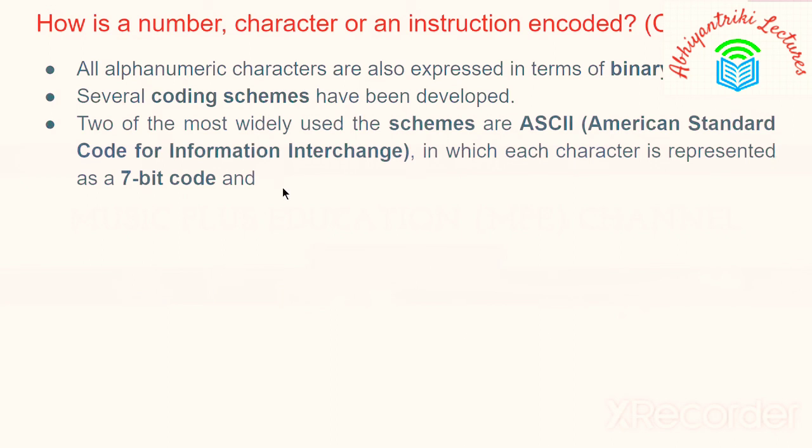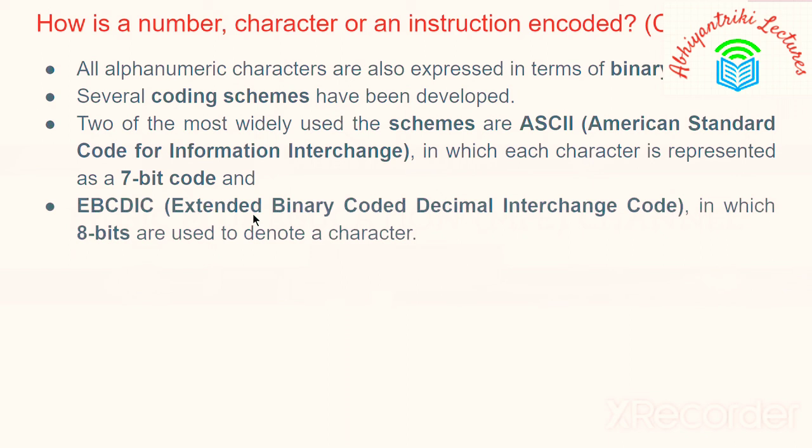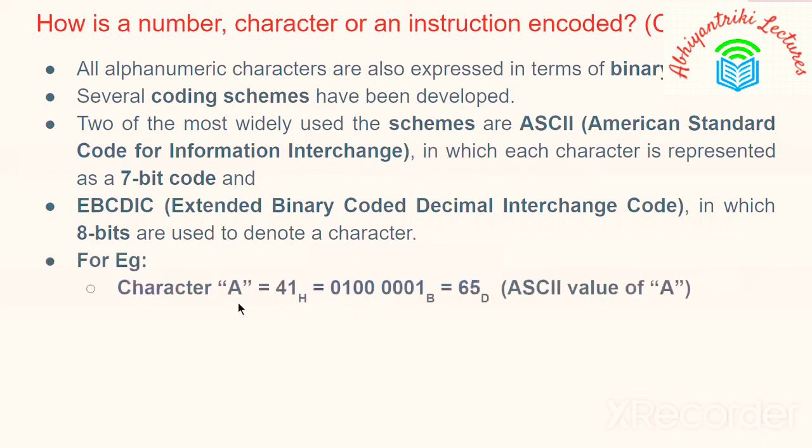And for EBCDIC, that is Extended Binary Coded Decimal Interchange Code, 8 bits are used to denote a character. For example, character capital A: whenever a key is pressed from the keyboard, say capital A, that is the ASCII value of capital A, 41H, and convert this to binary. How do you convert hexadecimal to binary or decimal? Please watch my previous video, then you'll understand this one.